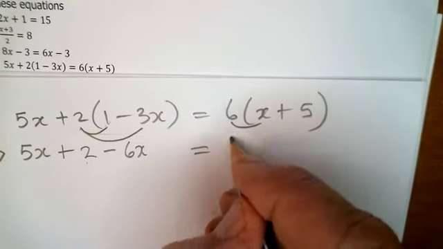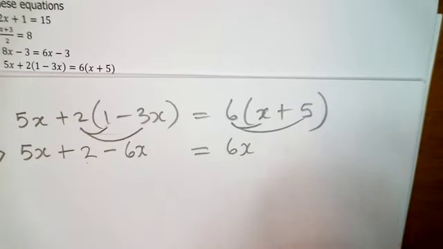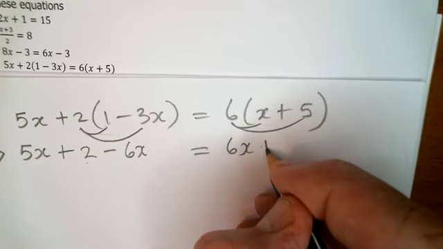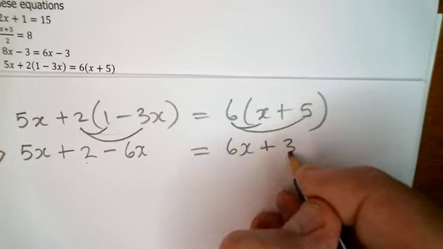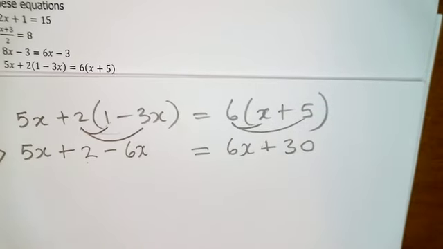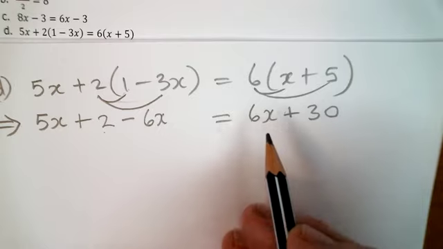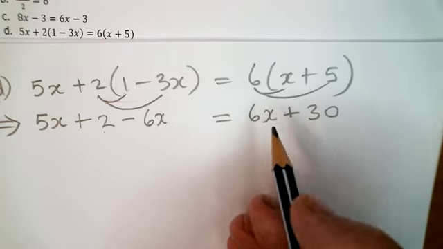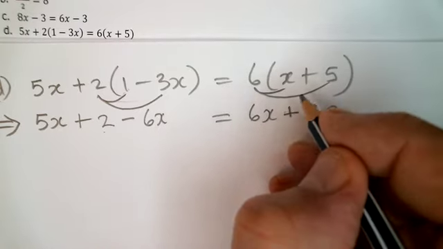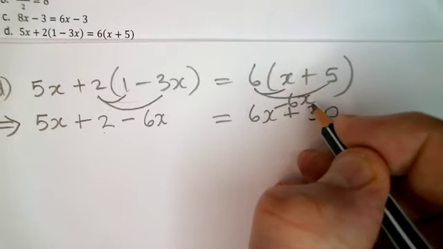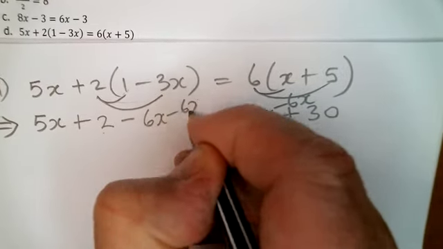6 times x is 6x, and 6 times positive 5 is going to be 6 5s are 30. All right, so really what we're going to do now is collect like terms. The first thing I'm going to do is start to get rid of the x's on this side. So I'm going to subtract 6x from both sides. I'm going to subtract 6x from this side and subtract 6x from this side.